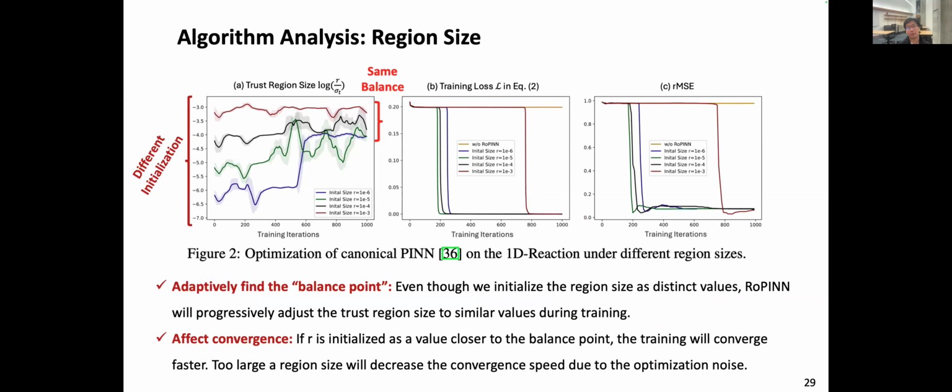And we also visualize the training log of RoPINN, which brings very interesting findings. Firstly, as shown on the left side, the x-axis is training iterations and the y-axis is the region size. So we analyze the region size change during the optimization, and different curves correspond to different initializations of the region size. You can observe that during training, the region size from different initializations will gradually converge to a similar value. This indicates that there is an underlying balance point between optimization and generalization, and RoPINN can adaptively find the balanced region size and help the convergence.